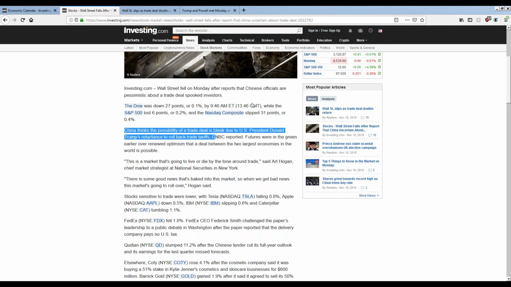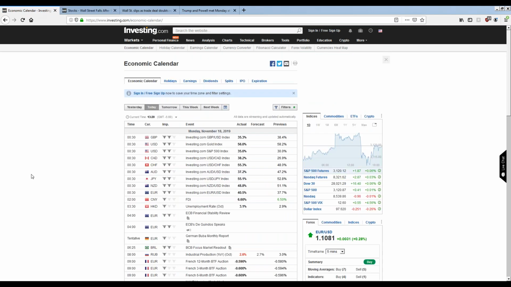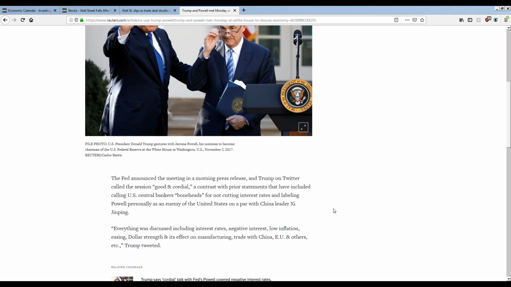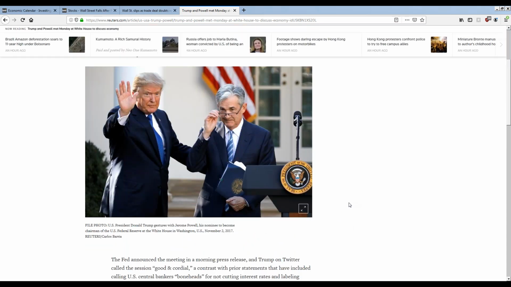That's what happened. And so we can also look here. Trump met with Powell. Okay, Powell's the head guy in the U.S. with the FOMC committee that determines interest rate decisions, monetary policy in the U.S. And usually Trump is criticizing him. He doesn't like it. He wants him to lower interest rates faster to help boost the economy.